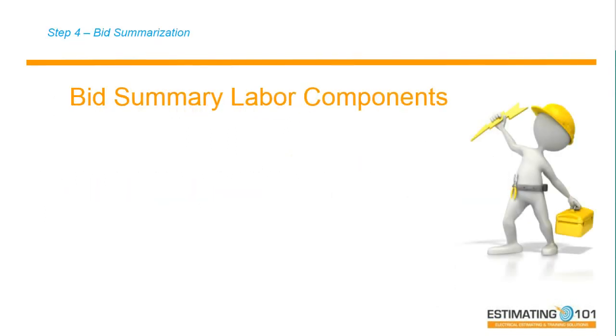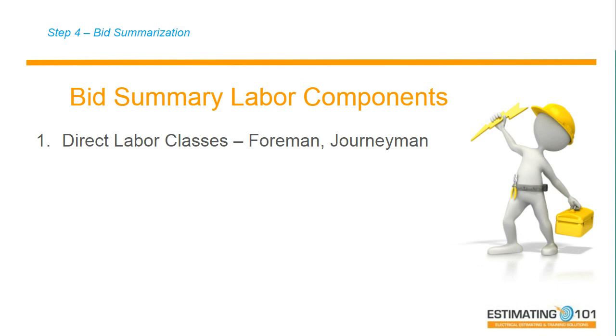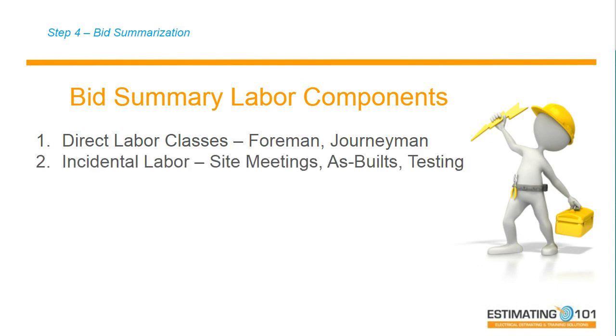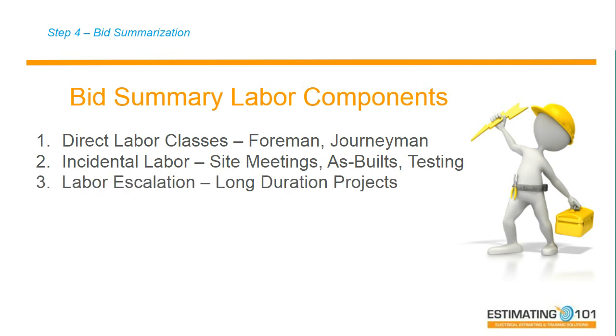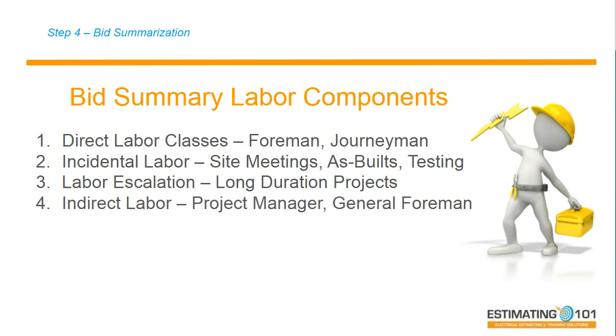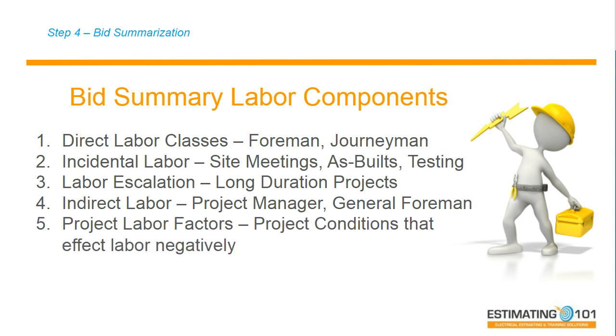So the bid summary labor components will include your labor classes: journeyman, foreman, apprentices. You're going to have some incidental labor for site meetings, maybe COVID-19 meetings, stretch and flex meetings. These are as-builts. You're going to have some labor escalation if you have a long duration. Maybe you've got to give electricians raises. Indirect labor, maybe a project manager on site, maybe a general foreman on site, depending upon the size of the project. Project labor factors, those are project conditions that affect labor negatively.